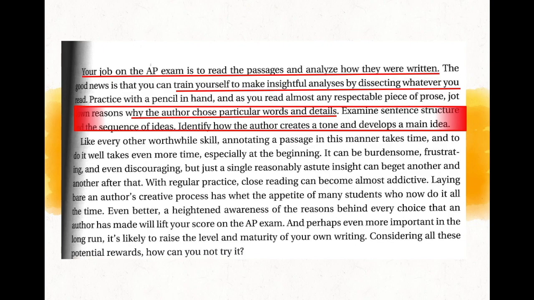So annotating helps. Laying bare an author's creative process has whet the appetite of many students who now do it all the time. Even better, a heightened awareness of the reasons behind every choice that an author has made will lift your score on the AP exam, and perhaps even more important in the long run, it's likely to raise the level and maturity of your writing. Considering all these potential rewards, how could you not try it? You know where that came from, obviously.